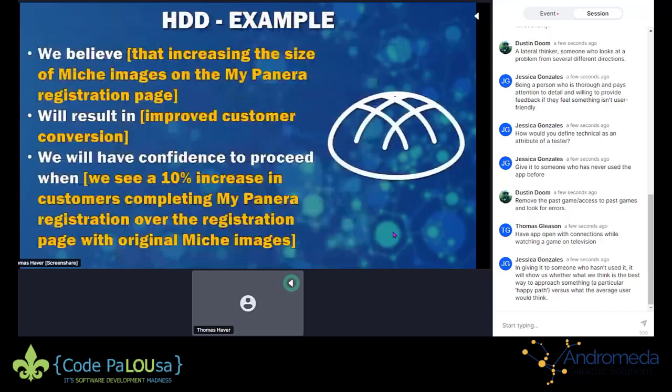I'll give an example. I mentioned at the very beginning of my talk that I worked as a baker. I worked as a baker for Panera. So if we're going to create an HDD for Panera, we'll say, we believe that increasing the size of miche images on the My Panera registration page will result in improved customer conversion. We will have confidence to proceed when we see a 10% increase in the customers completing My Panera registration over the registration page with the original miche images.